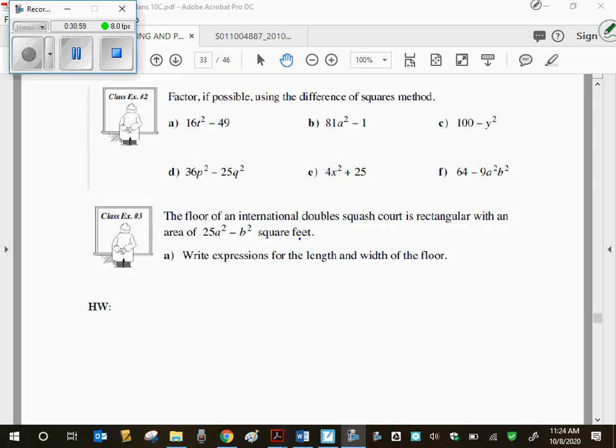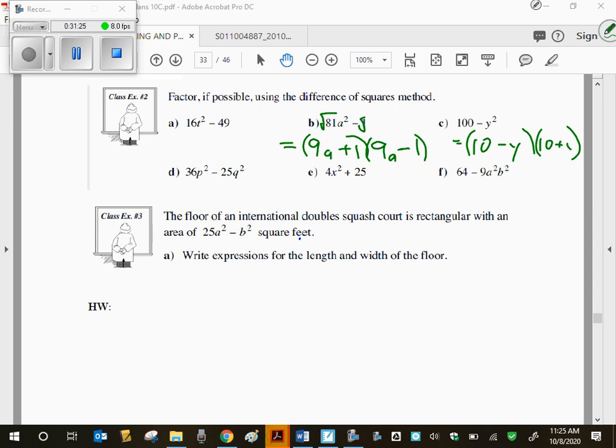Okay, B. Square root. You can do it all at once if you want to. What times itself equals 81a squared? 9a times 9a. 1 addition, 1 subtraction. C is 10 subtract y times 10 plus y. Usually we will write the y's first, but you don't have to.